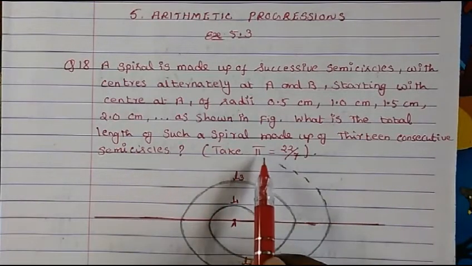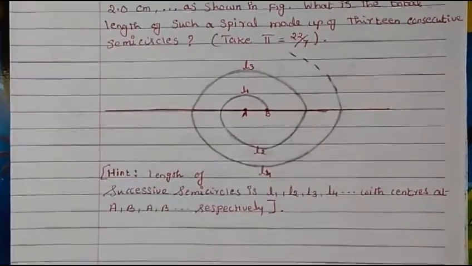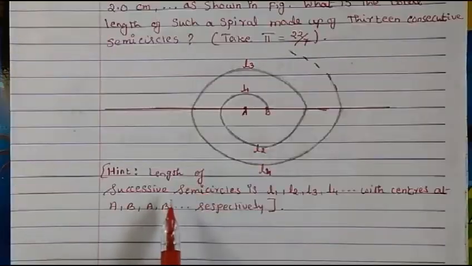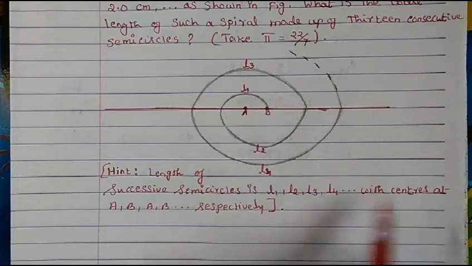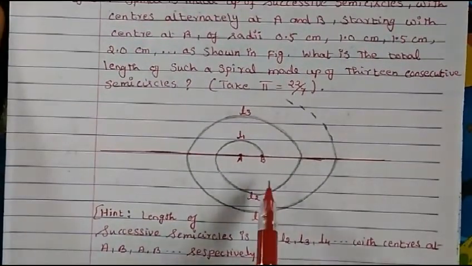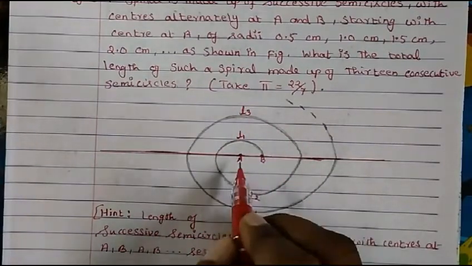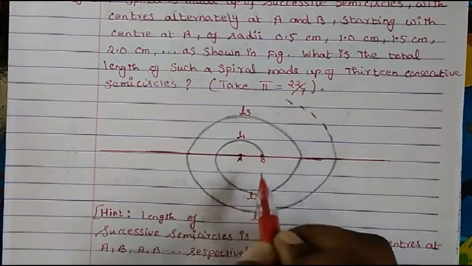So here the value of pi is given to us, and the hint that is given to us is that the lengths of successive semicircles are L1, L2, L3, L4 with centers at A and B respectively. So let's try to understand what they are telling us. There is a semicircle here, you can see, having two centers, center A and center B.